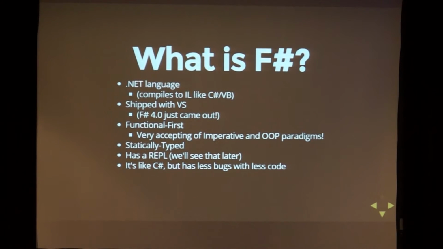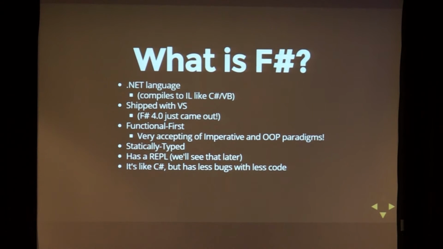So F# is a functional first language, and what that means is it treats functions as first-class citizens rather than objects. In an object-oriented language, objects are the main construct, and we build our entire program around that. Whereas in F# or Haskell or any kind of functional language, we tend to think of things a little bit differently and think of functions more than objects here. Although it is functional first, it's very accepting of imperative and OOP paradigms. I don't think I do any OOP within this talk, but there's definitely some imperative code, such as for loops and that kind of stuff that we'll look at.